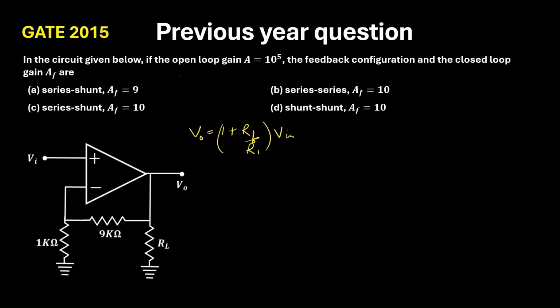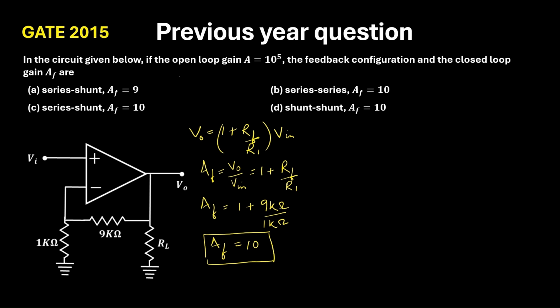Now we are asked about the gain, so we can write the gain as V0 by V in. So this is equal to 1 plus RF by R1. If we substitute the values, we get 1 plus 9 kilo ohm divided by 1 kilo ohm. After solving this, we get AF is equal to 10.